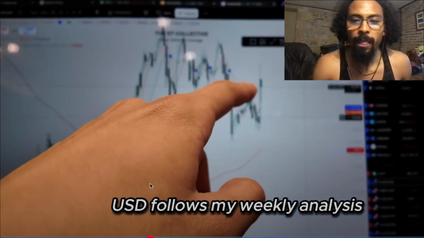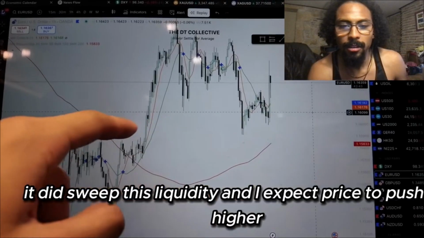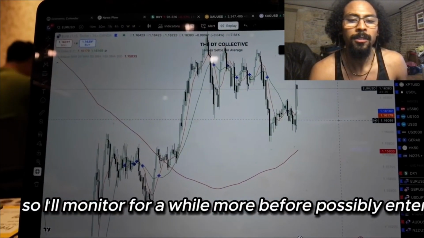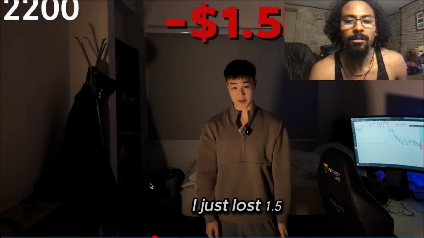Euro USD follows my weekly analysis. It did sweep this liquidity and I expect price to push up higher. I'll monitor for a while more before possibly entering. I just lost 1.5K.